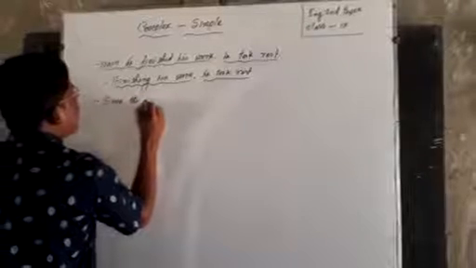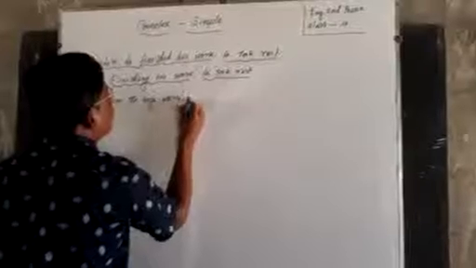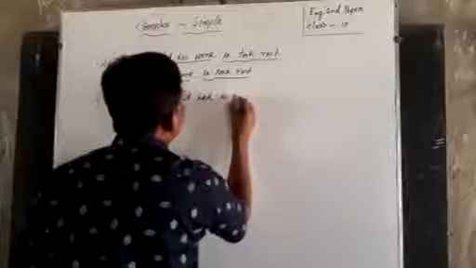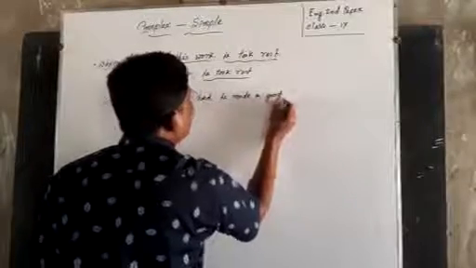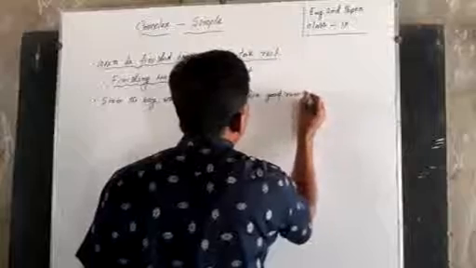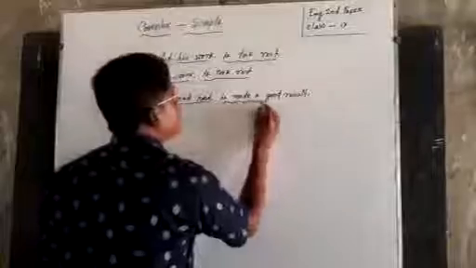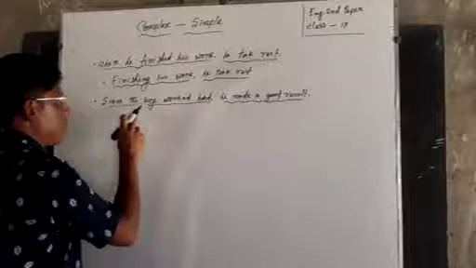Since the boy worked hard, he made a good result. "Since the boy worked hard" is a subordinate clause and "he made a good result" is a principal clause. Here we have to break this subordinate clause and turn it into a phrase.